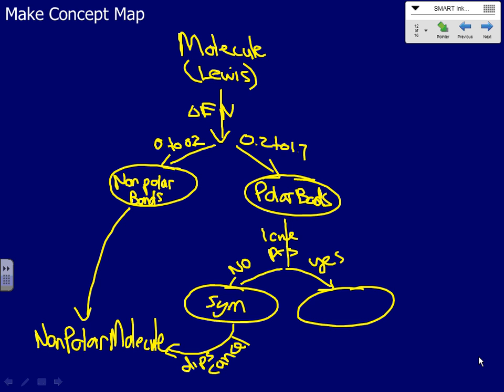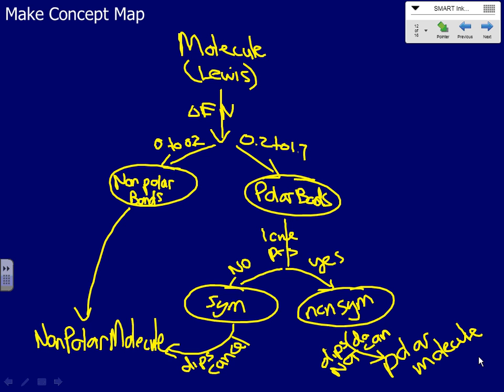If it is and has lone pairs, what's true? It's non-symmetrical, and the dipoles don't cancel, and it leads me to what kind of a molecule? Polar molecule. And the reason it's polar is the dipoles do not cancel. And if you follow those steps with those molecules that I gave you for homework, you should be able to determine whether the molecule is polar or not.